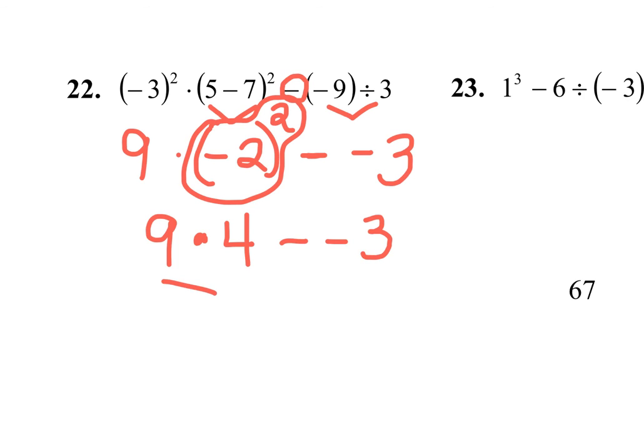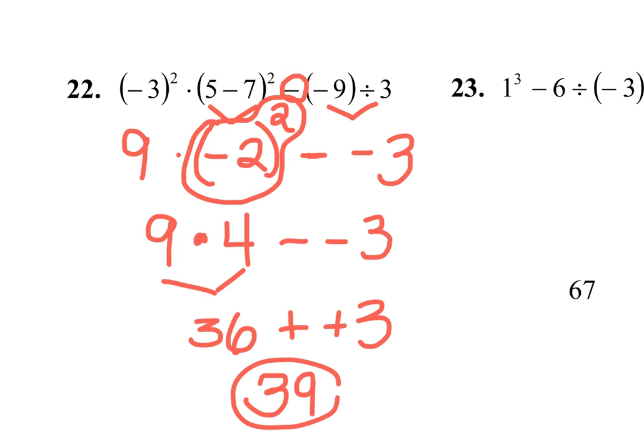PEMDAS tells us that we have to multiply before we can add and subtract. So we'll have 36 minus negative 3. A double negative becomes positive positive, or one big positive. And the answer there would be 39.